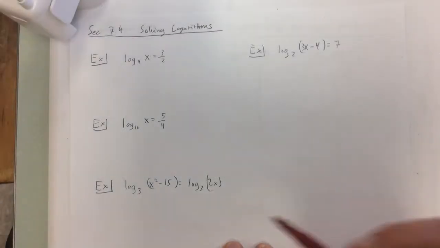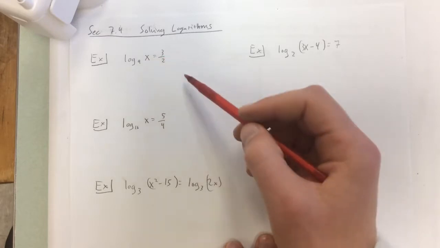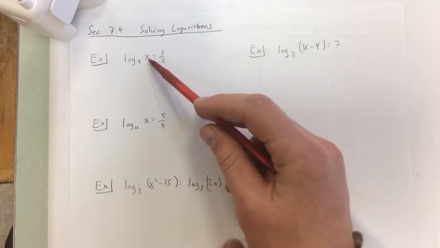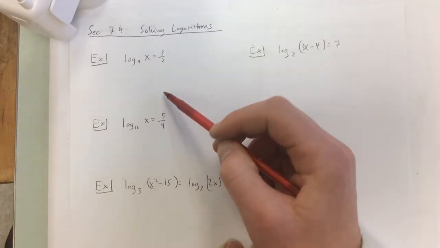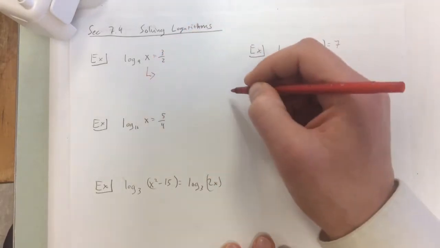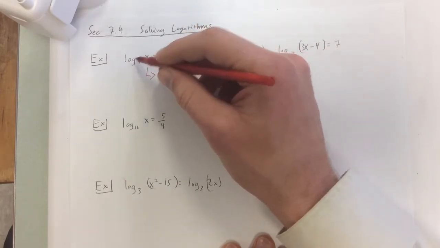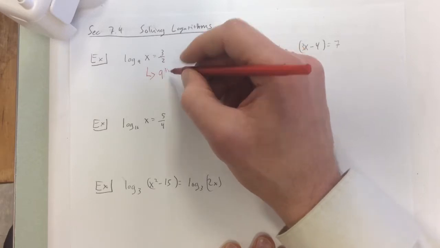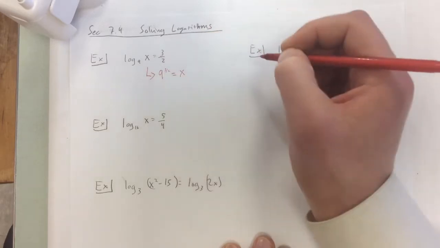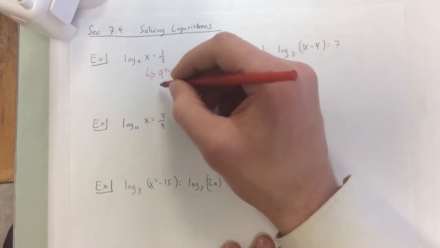Section 7.4, Solving Logarithms. So log base 9 of x is equal to 3 halves. I've got to find out what number that is. How do I do that? Well, I don't like it in log form, so I'm going to change it into exponential form. Logs find exponents. So 9 to the 3 halves is equal to x. Now this I can do pretty easily.